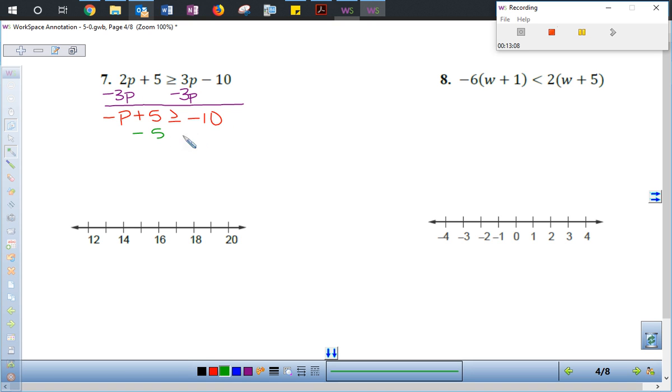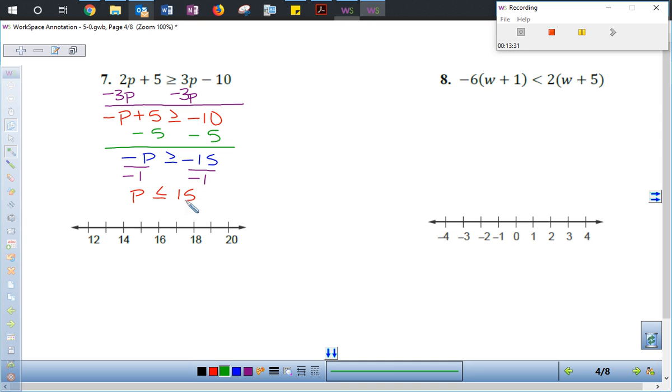Then I can subtract 5 from each side, and I'm left with negative p is greater than or equal to negative 15. Then I need to make this positive, so I'm going to divide each term by negative 1. And oh, I divided by a negative, so my symbol is going to switch. So p is now less than or equal to positive 15.